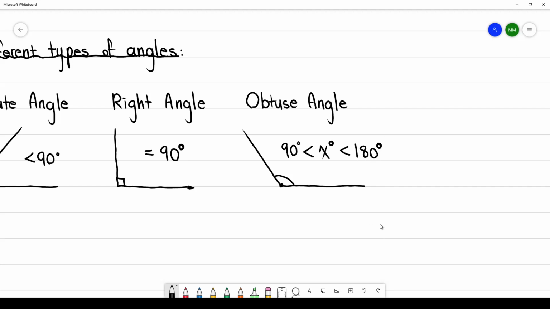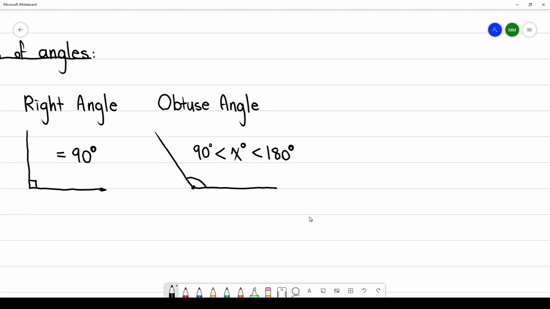And then I will also define what is 180 degrees. So 180 degrees is what we call a straight angle.